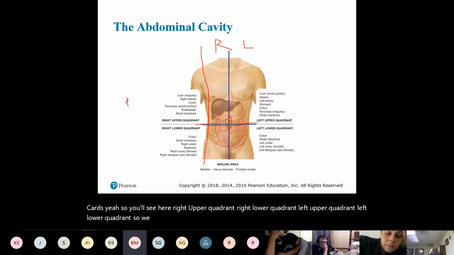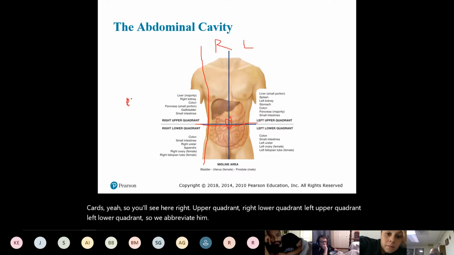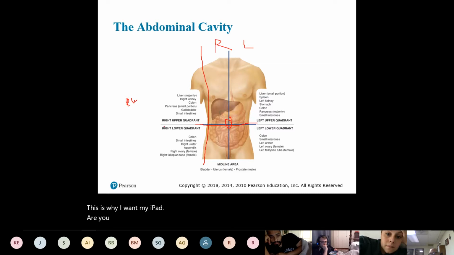So we abbreviate them. See, this is why I want my iPad. RUQ, RLQ, and then LUQ, and LLQ. So those are your abbreviations.